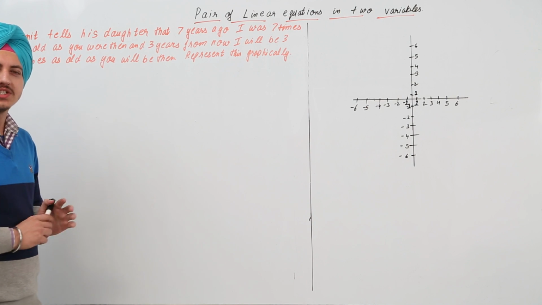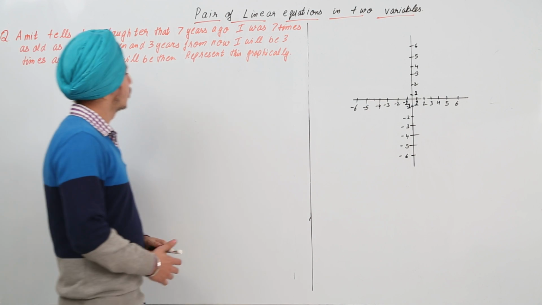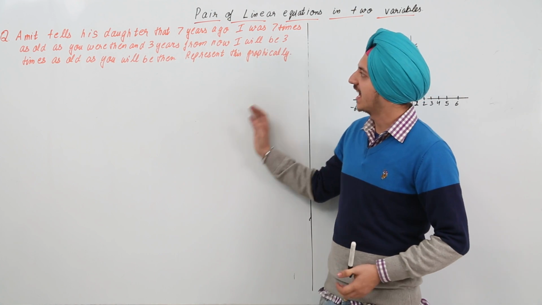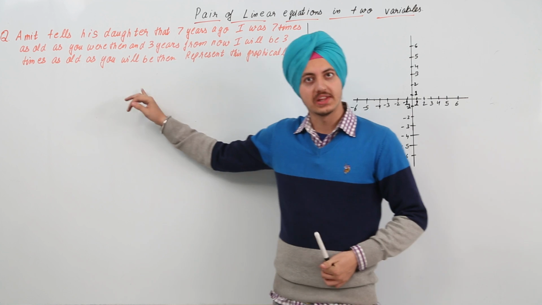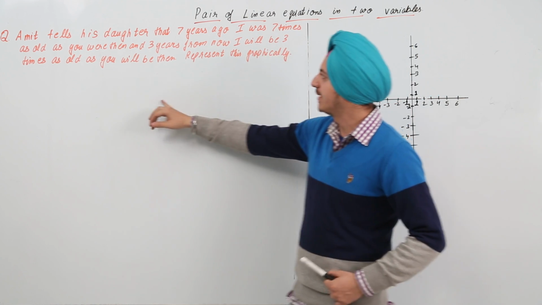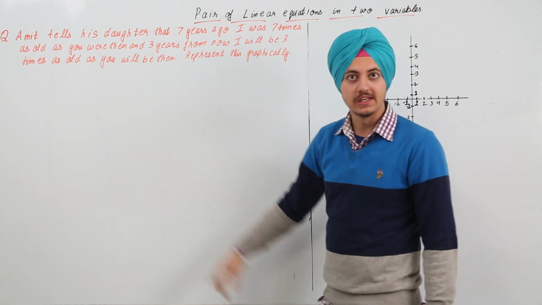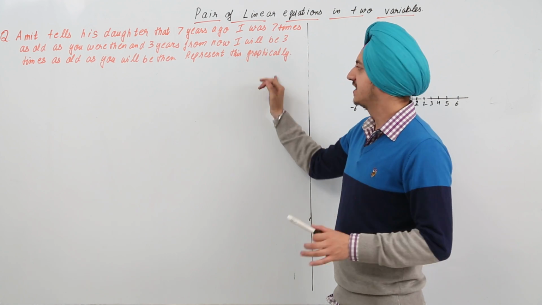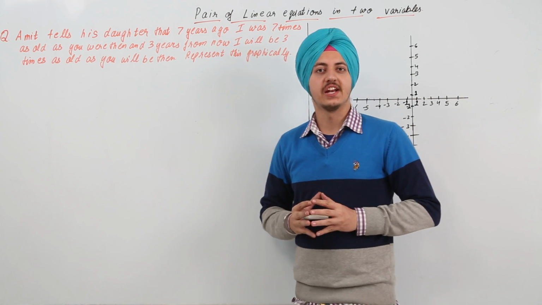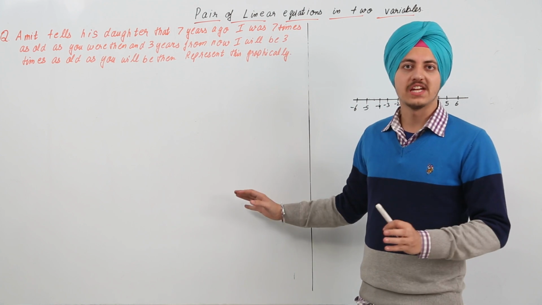Now the next question says, Amit tells his daughter that 7 years ago I was 7 times as old as you were then, and 3 years from now I will be 3 times as old as you will be. Correct? Represent this graphically.